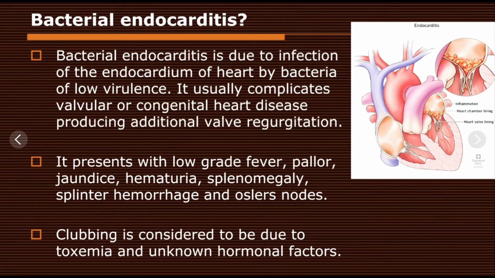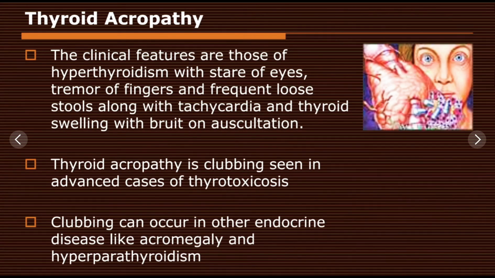So, what about the cardiac causes? First is bacterial endocarditis. Bacterial endocarditis is due to infection of the endocardium of the heart by bacteria of low virulence. It usually complicates valvular or congenital heart disease, producing additional valve regurgitation. It presents with low-grade fever, pallor, jaundice, hematuria, splenomegaly, splinter hemorrhages, and Osler nodes. Very, very important: clubbing is considered to be due to toxemia and unknown hormonal factors.